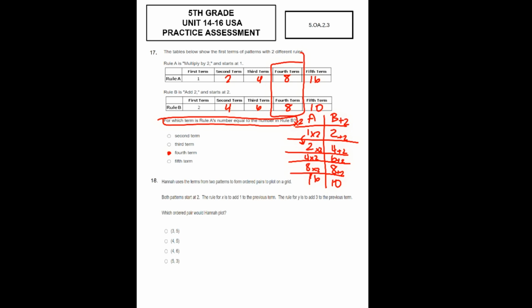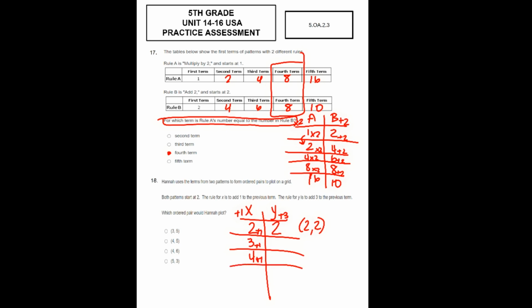Let's look at 18. Hannah uses the terms from two patterns to form ordered pairs to plot on a grid. Both patterns start at 2. The rule for X is to add 1. The rule for Y is to add 3. Then it was just asking which of these options would be one of her pairs. So this would be the ordered pair for the first one. It would look like 2, 2. All right, so add 1, that would be 3. Add 1, that would be 4.